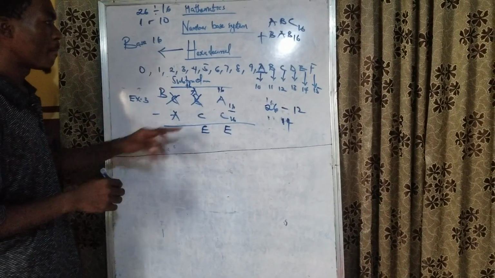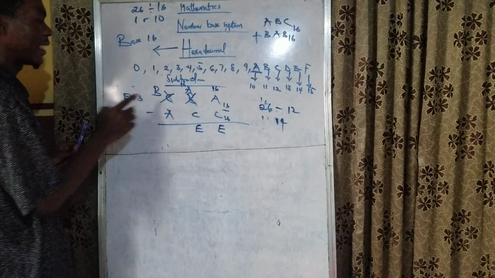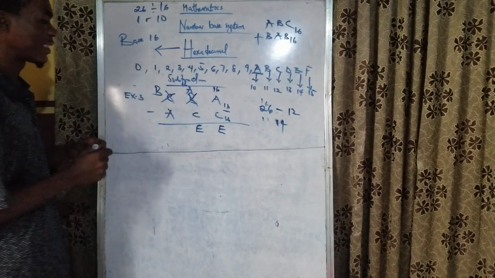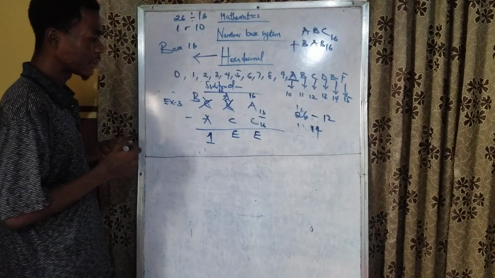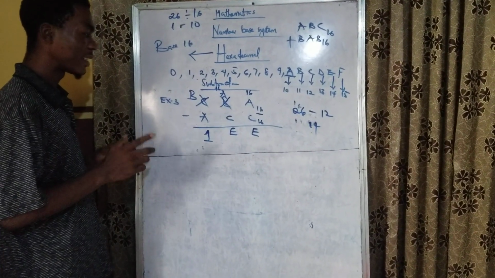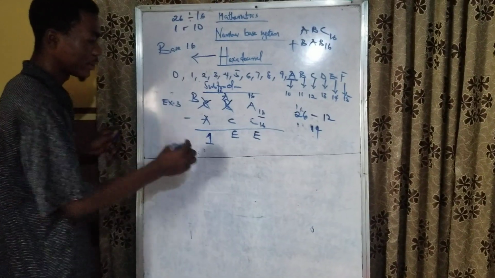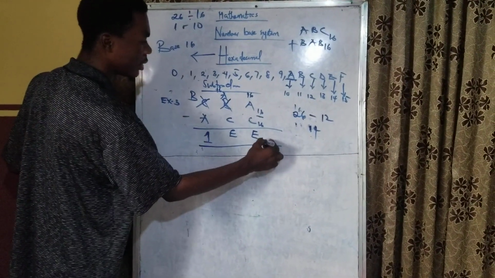And what is B? B is 11. And what is A? A is 10. So 11 minus 10. What are we going to have here? We're having 1. Do we get that? Are you guys following me? So we're having 1EE base 16.